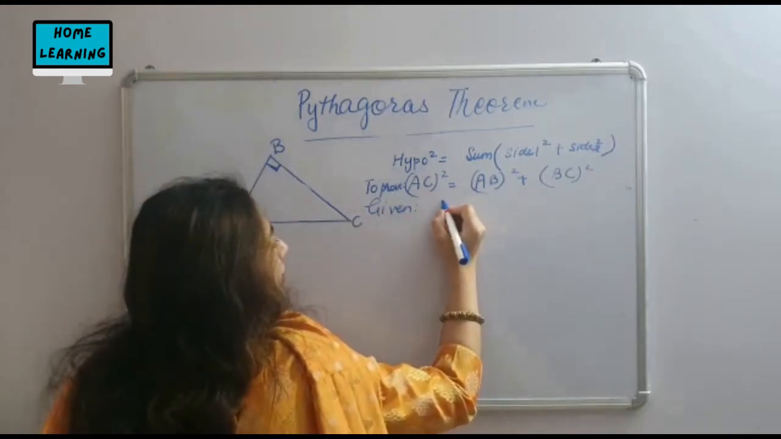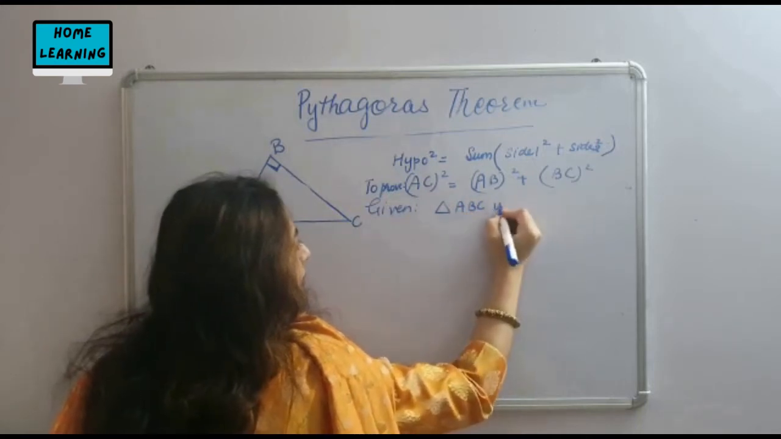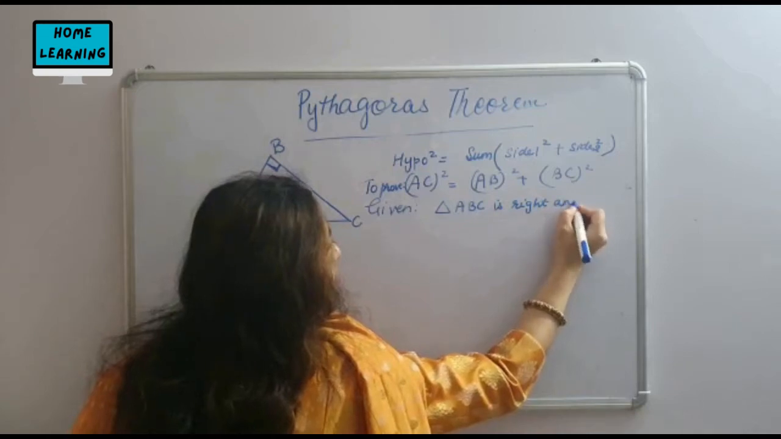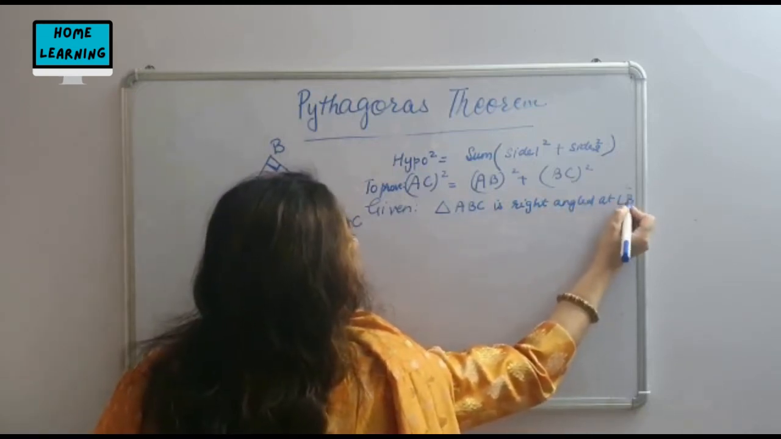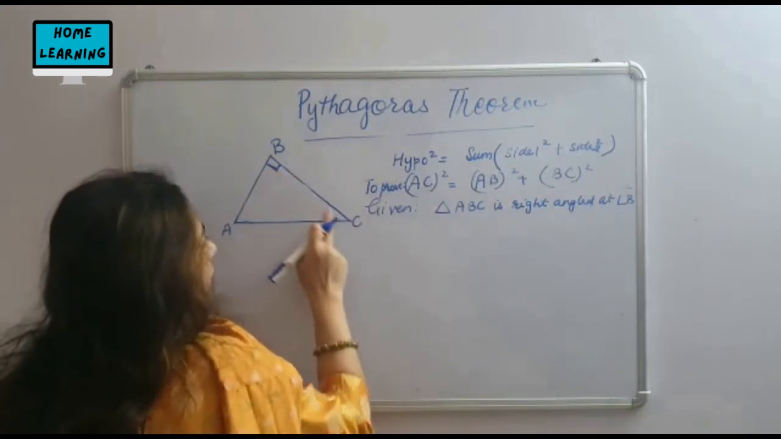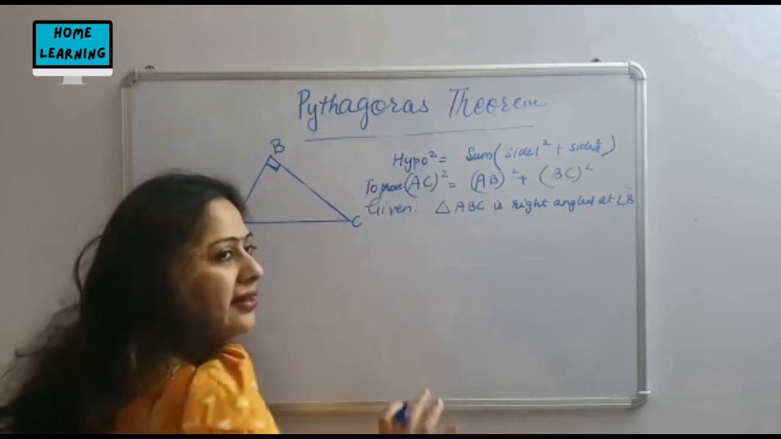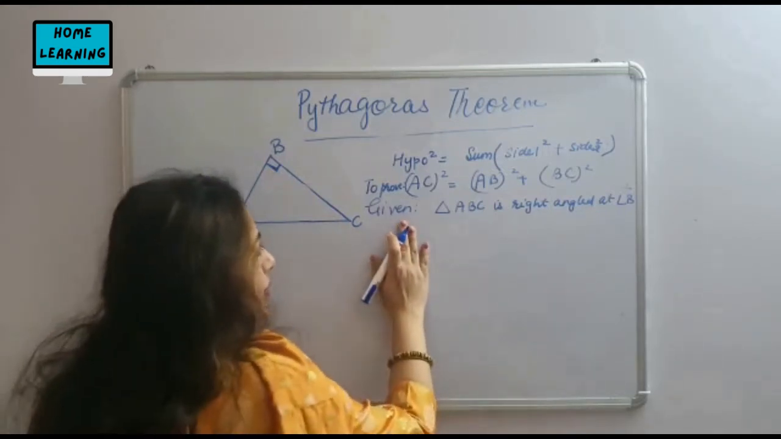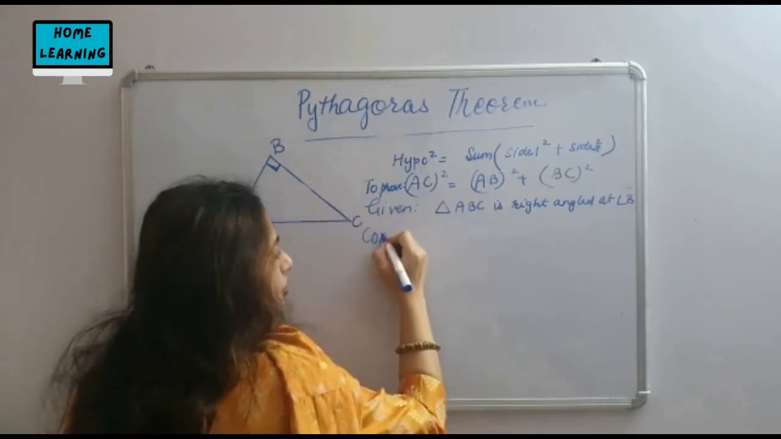So we are given that triangle ABC is right angled at angle B, or you can write BC is perpendicular to AB and it is a right angle triangle. Whatever way you want to write, you can write. This is given to us. This has to be proved. Now comes the construction part.